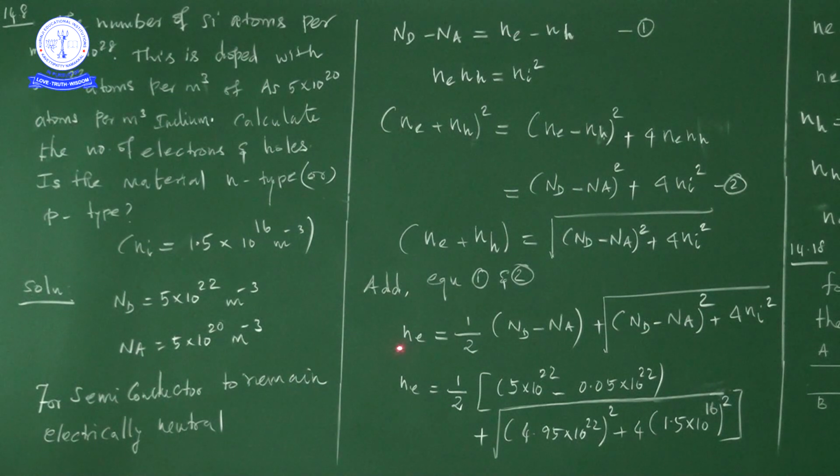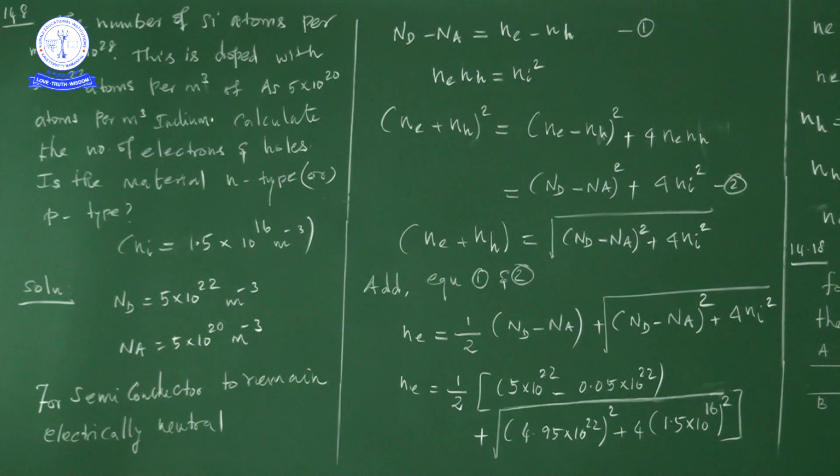So Ne is equal to 1/2 of Nd minus Na plus the square root of (Nd minus Na) the whole square plus 4 Ni square, when we add equations 1 and 2. From this you can calculate the number of electrons. Other than the number of electrons, you can know all the values: the number of arsenic atoms, the number of indium atoms, then Ni square.